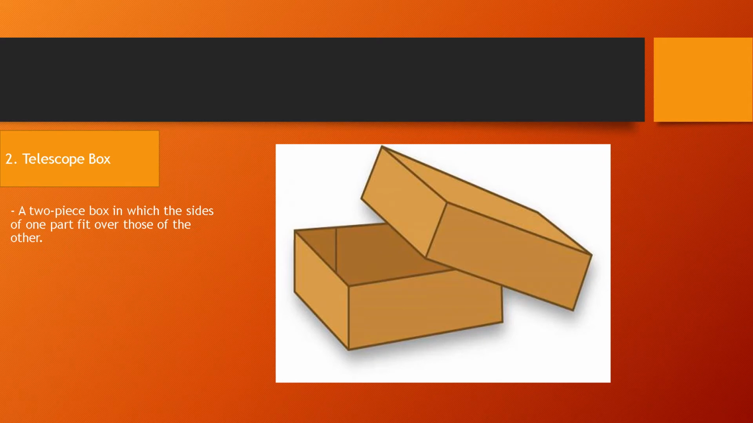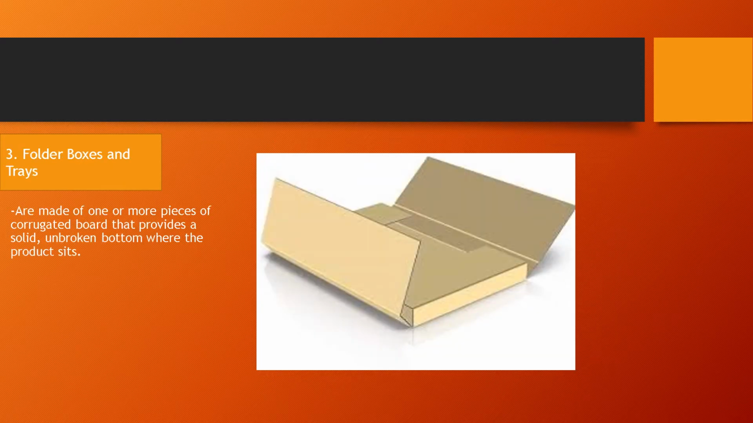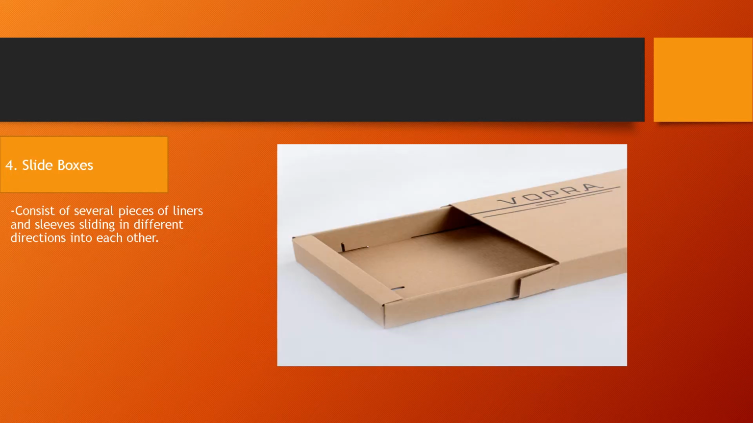Number two, the telescope box. It has separate tops and bottoms that fit over each other. Next is the folder boxes and trays. It usually consists of only one piece of board. The bottom of the box is hinged to form the side walls and the cover. Number four, the slide boxes, consist of several pieces of liners and sleeves sliding in different directions into each other.